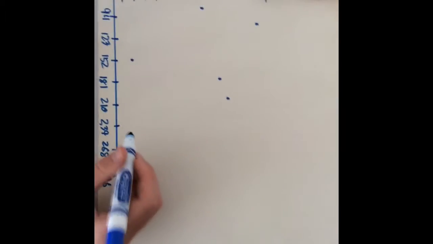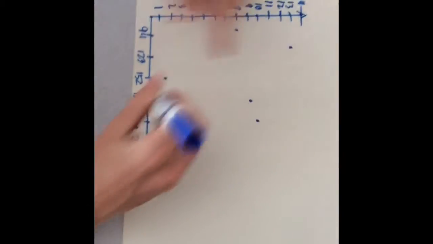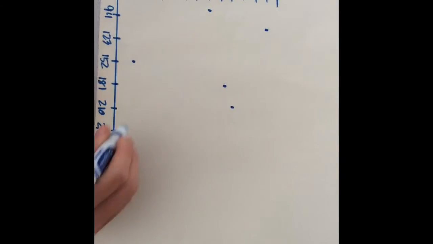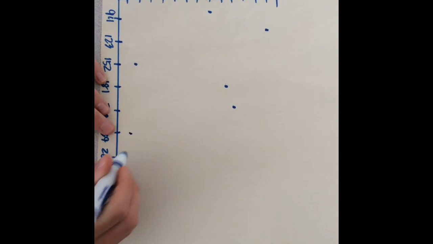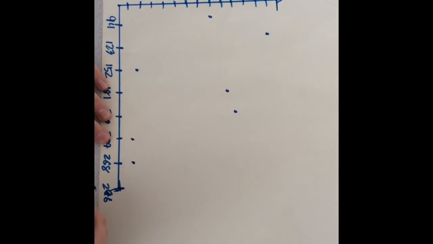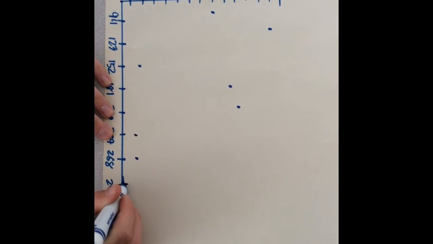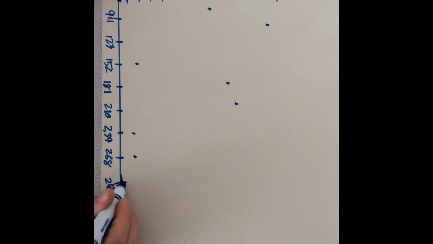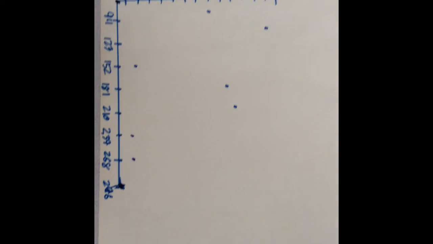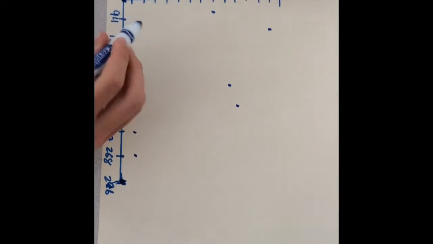Welcome back. So, we're going to finish plotting the points. 239 and 2. 268 and 2. And then you go down to 0, because it always starts at 0 and ends at 0, because it's a frequency polygon. Then you connect the dots.